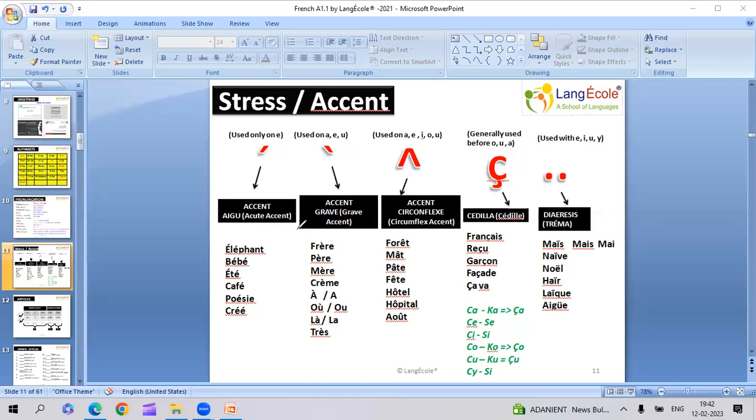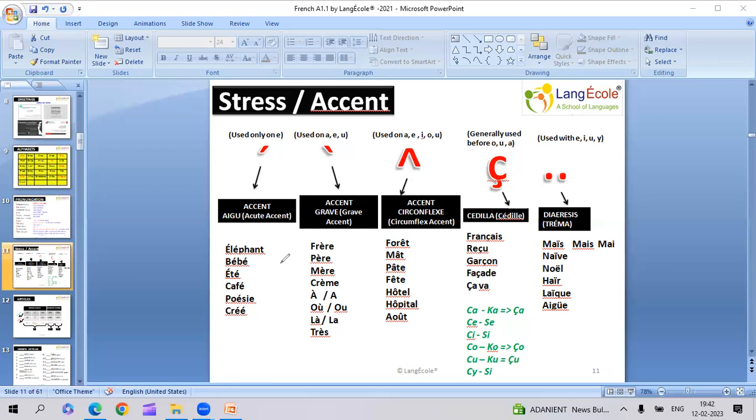So you guys have not asked me what is the meaning of these words. Do you know already? I know a few of them. Okay, go ahead. Éléphant is elephant. Bébé is baby. Été is summer. Café is coffee.